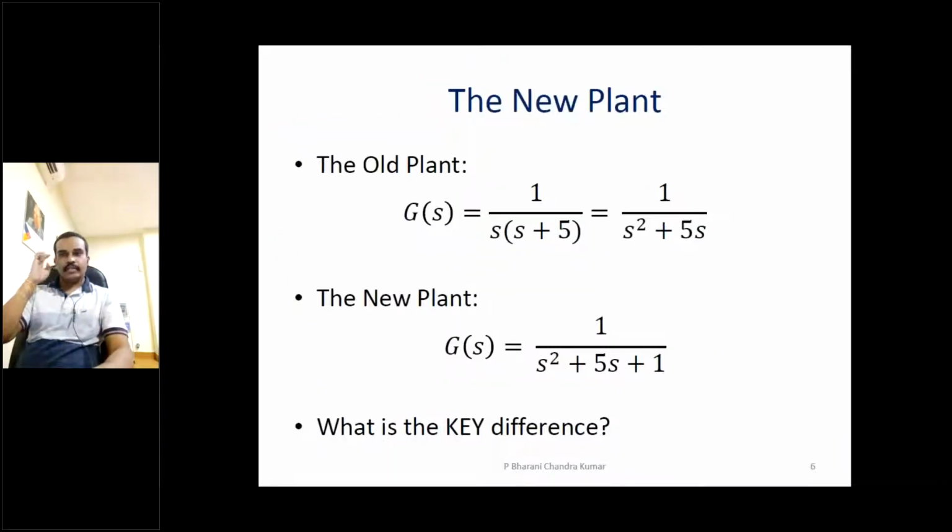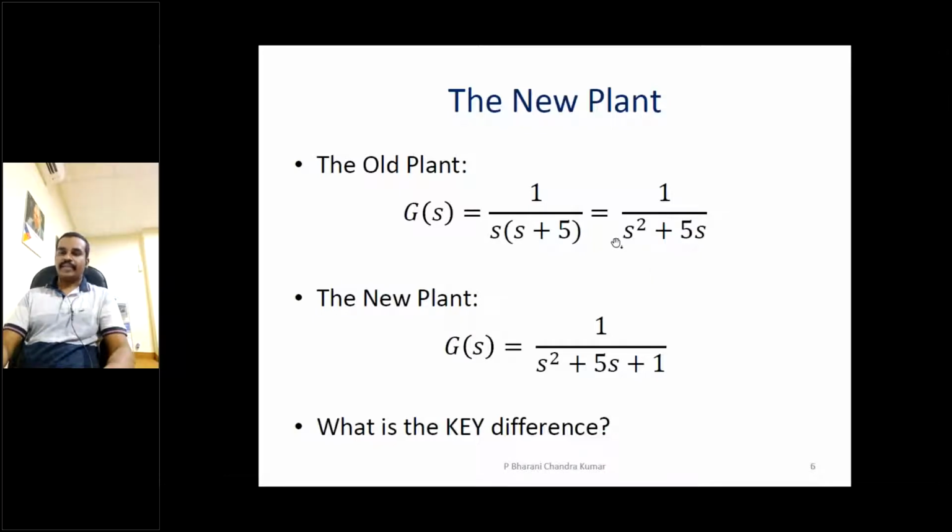So why did I take this plant yesterday? You might be surprised where this plant has come from and what the importance of this plant is. This is the old plant. You can see that this is the old plant, 1 by s into s plus 5. So that is 1 by s square plus 5s.